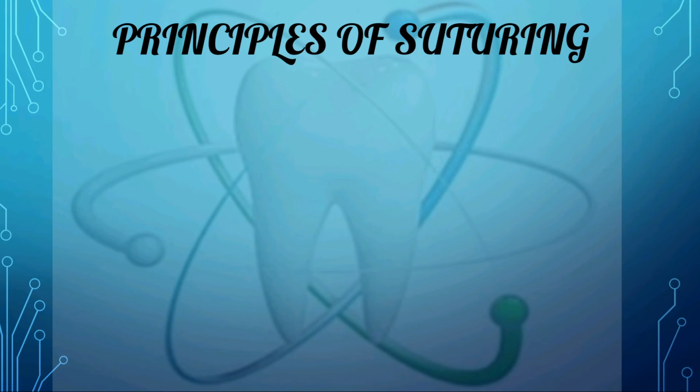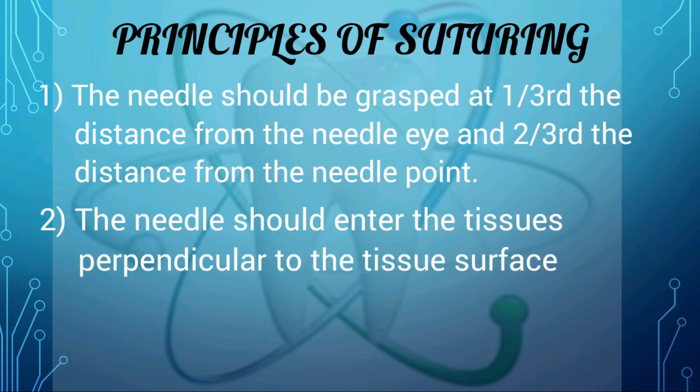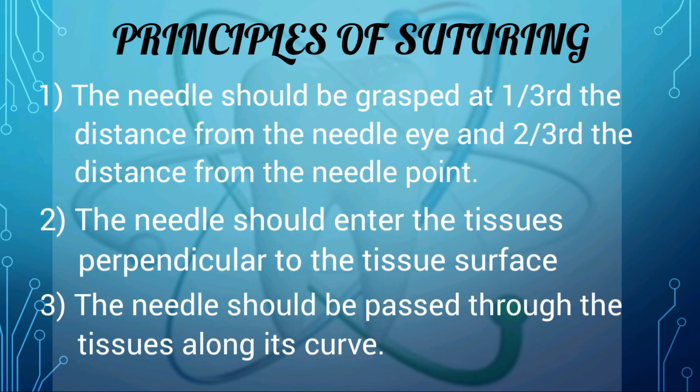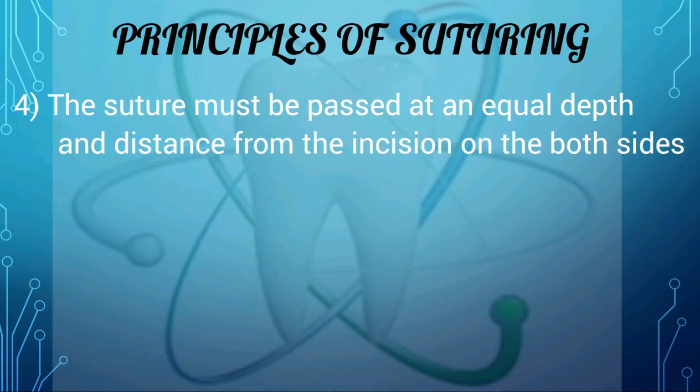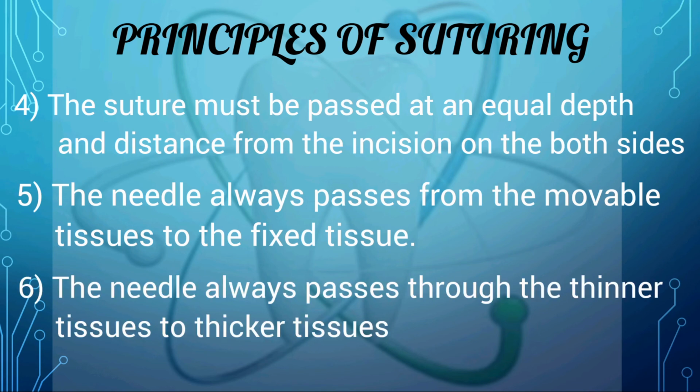Now let's move into the principles of suturing. The needle should be grasped at approximately 1/3 the distance from the eye and 2/3 from the point. The needle should enter the tissues perpendicular to the tissue surface. The needle should be passed through the tissues along its curve. The suture must be passed at an equal depth and distance from the incision on both sides. The needle always passes from the movable tissue to the fixed tissue. The needle always passes through the thinner tissue to the thicker tissue.